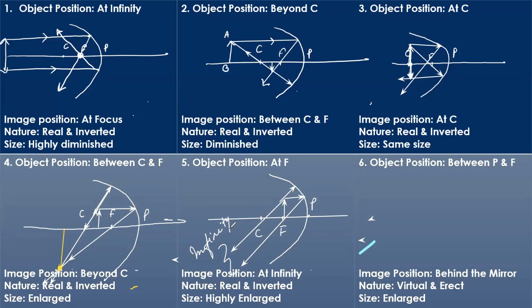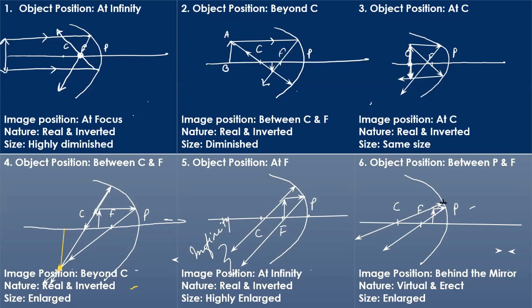Now the most special position that we have, that is going to be the last position. Principal axis, pole, focus, center of curvature. I'll keep my object between pole and center of curvature. One ray parallel to principal axis, reflected ray is going to pass through the focus. Another ray, I have directed it towards the center of curvature and it is going like this.